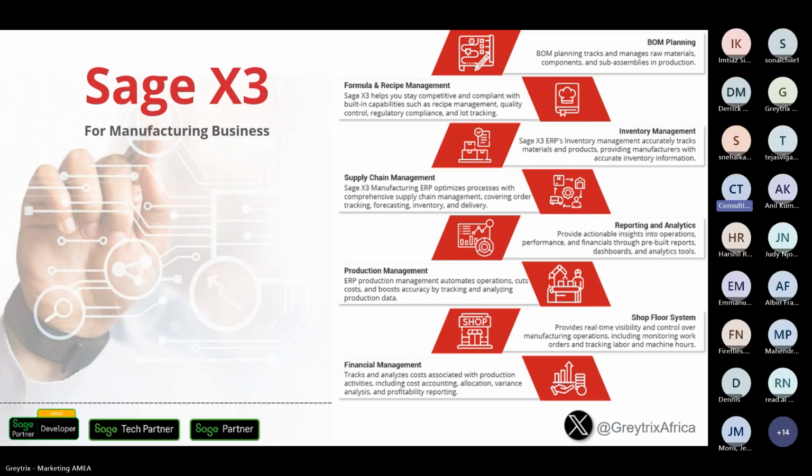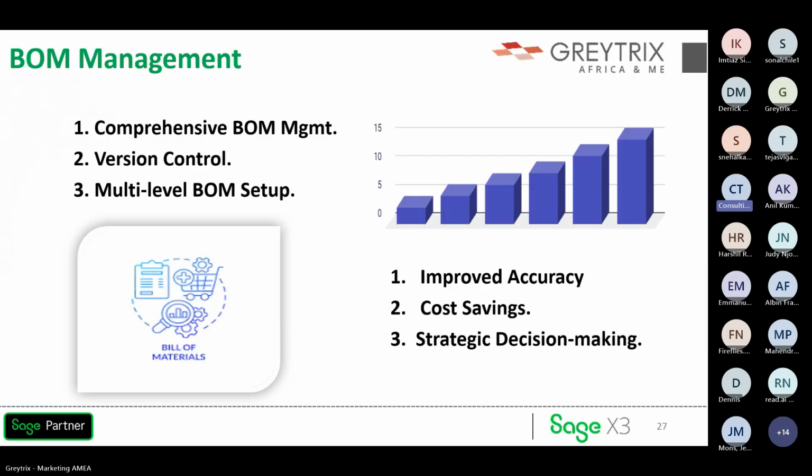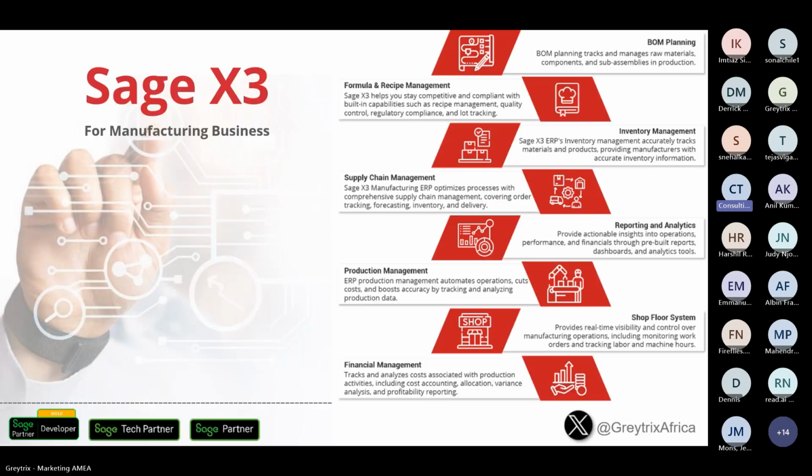And this is where we're able to manage our raw materials and components and see the consistency we have in our products. We have the formula and recipe management in terms of helping us to run our quality controls and ensure we are compliant with the regulatory standards that have been set. We have the inventory management where we will address the issue of tracking our inventory and making sure we are at optimal levels at all times.